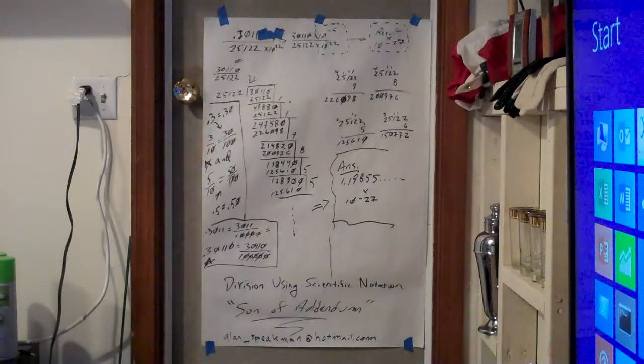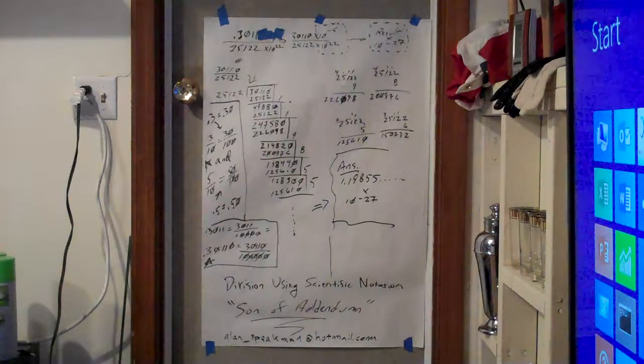But somewhere along the line, I promised a pretty big, ugly, nasty division problem. And I figured now was a good time to show you that and wrap up the whole series here and now. So the problem I'm presenting is 0.3011 divided by 25,122 times 10 to the 22nd power. That's pretty big and hairy, isn't it?